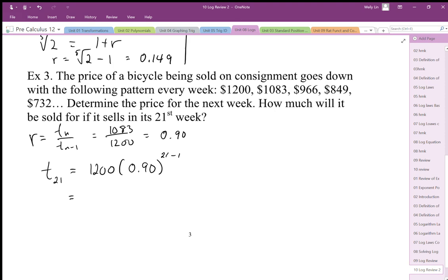Applying this, we end up with 1200 times 0.9 to the power of 20, and by the 21st week, this very expensive bicycle has gone down to a price of $145.89. So this is how much, based on this geometric sequence, it's going to go down.